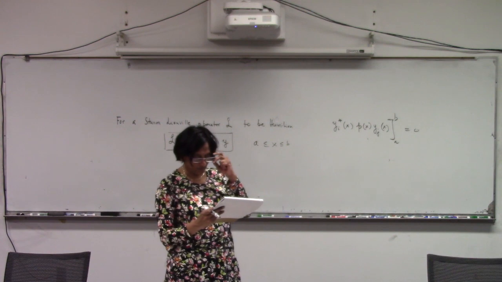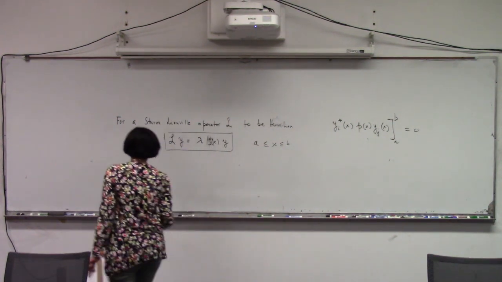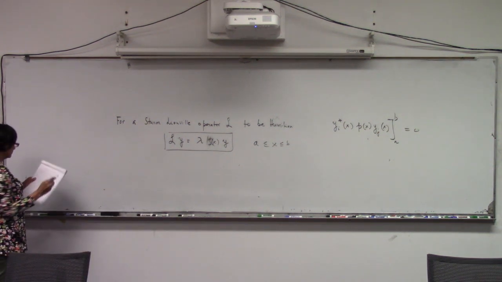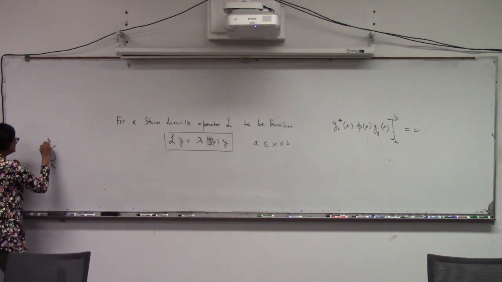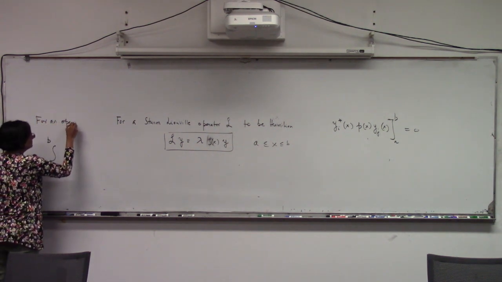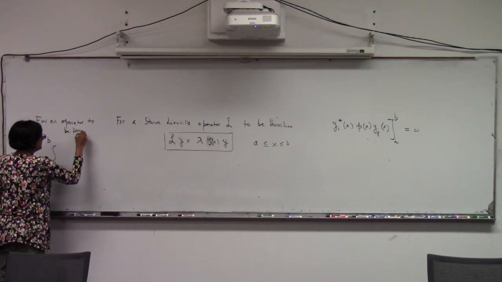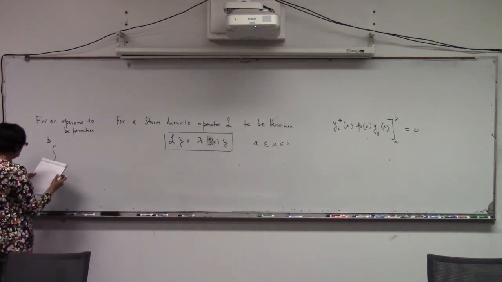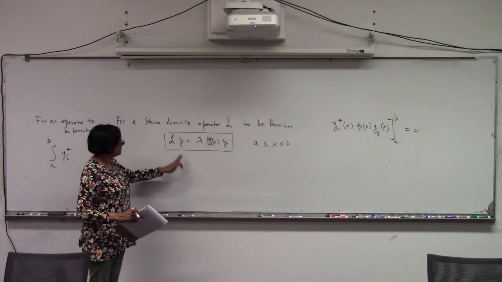Okay, so this is an important criterion. I'm going to recall from quantum mechanics basically. Now for an operator to be Hermitian, we know that yi and yj are two eigenfunctions of this operator L.